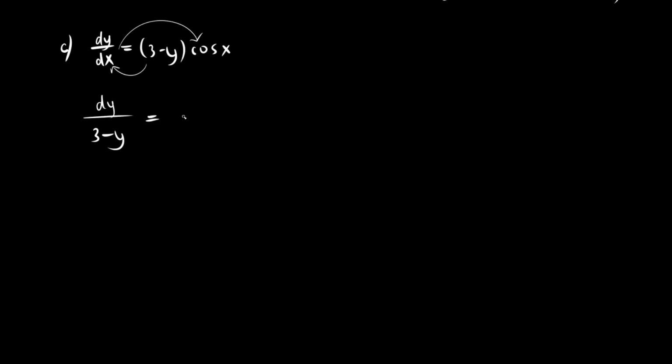So for part C, dy/dx is equal to the quantity 3 minus y times cosine x. When we separate these variables, we want to get the dx and the dy on the same side as their respective variables. So let's move the 3 minus y to this side, and then move the dx to this side. So this becomes dy over 3 minus y is equal to cosine x dx.